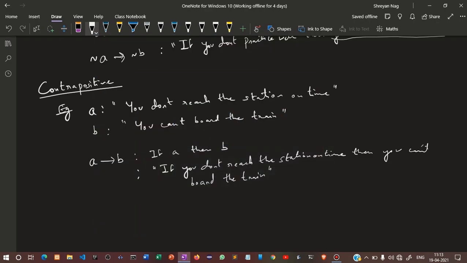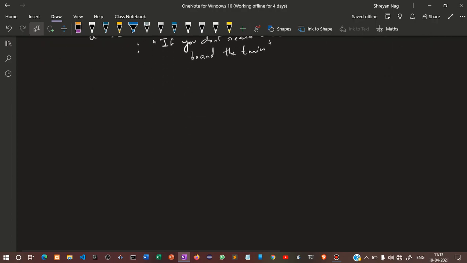Now we will be learning about tautology, contradiction and contingency. So, tautology. We have done truth tables, right? Tautology says that when the output is always 1, that is, all the outputs are 1, then it is a tautology.